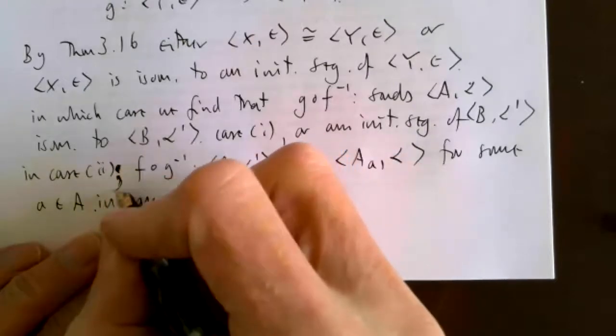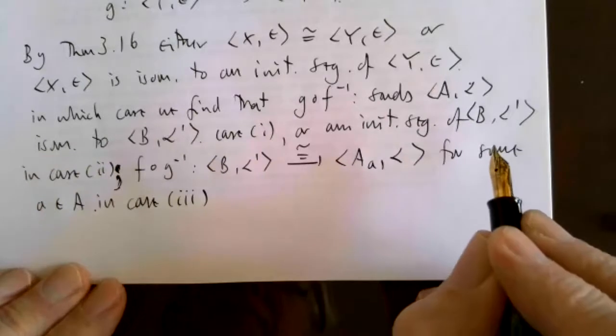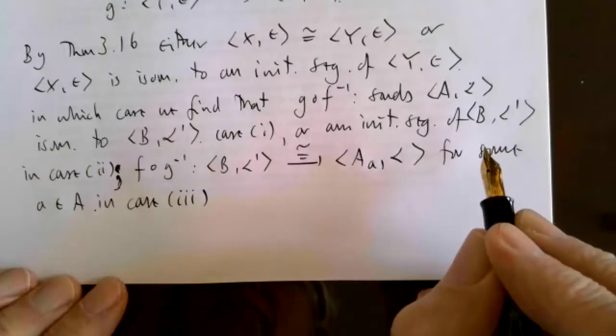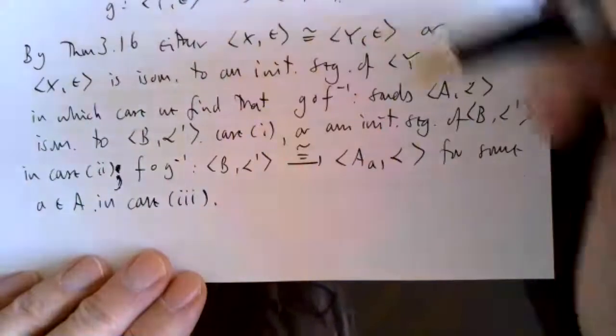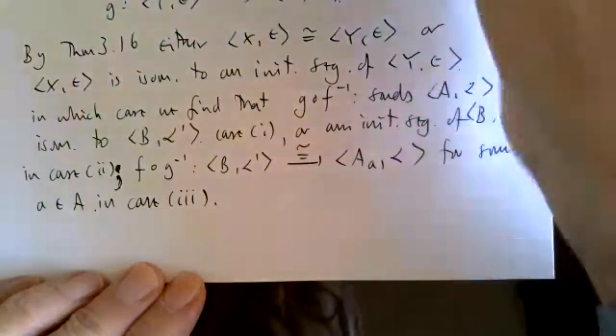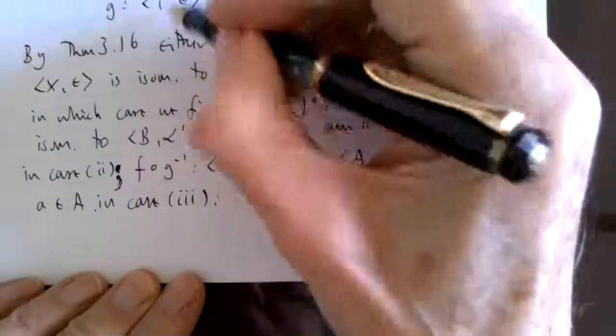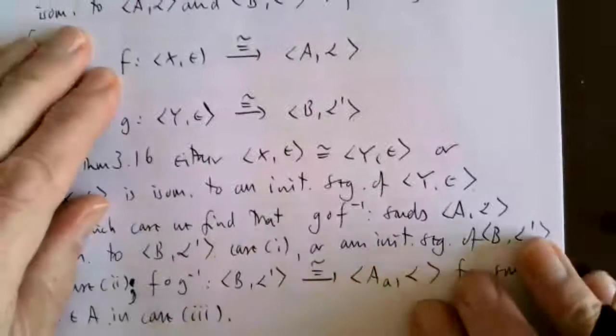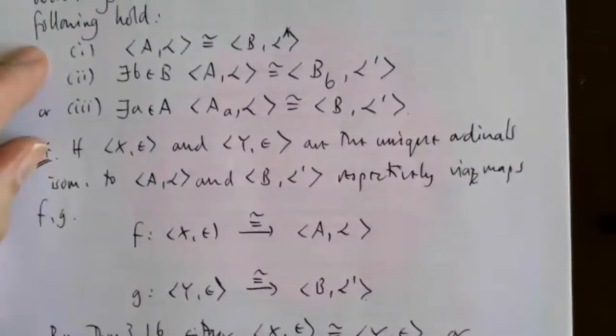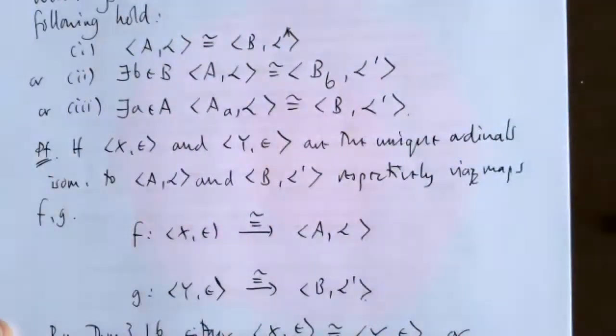Sorry, punctuation. Right? Okay. Right. So these 3 cases, which one holds depends on the comparative lengths or the order types, right, here of x and y. The sizes of these ordinals here determine which of these 3 cases is going to hold up there at the top.